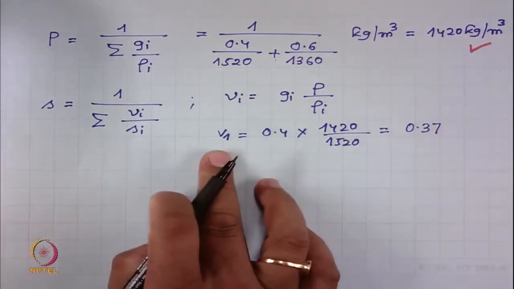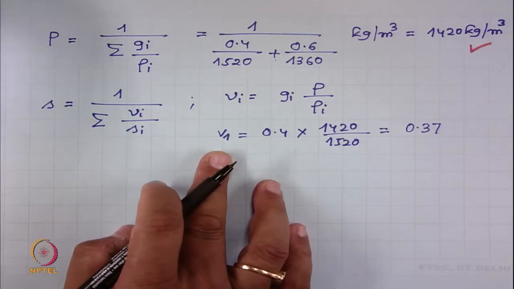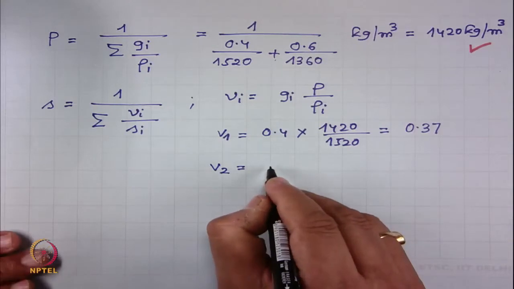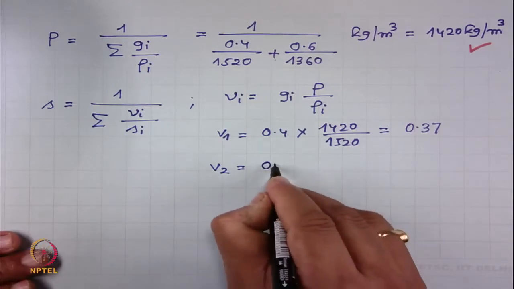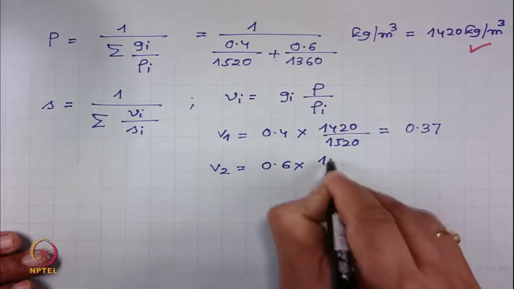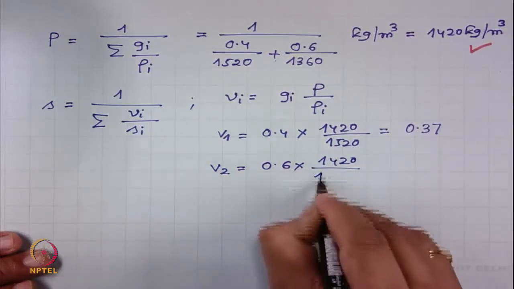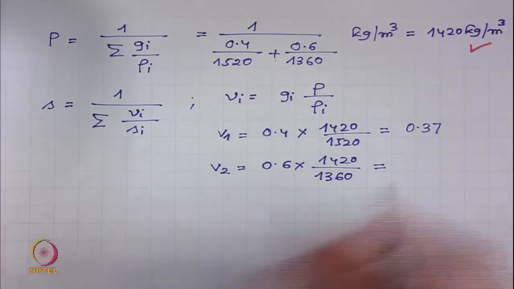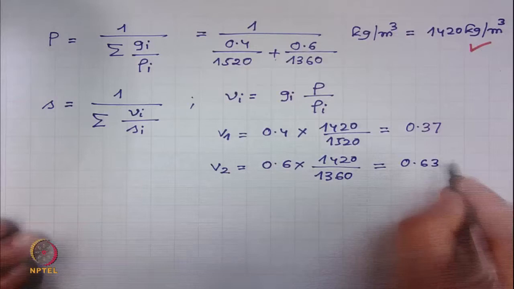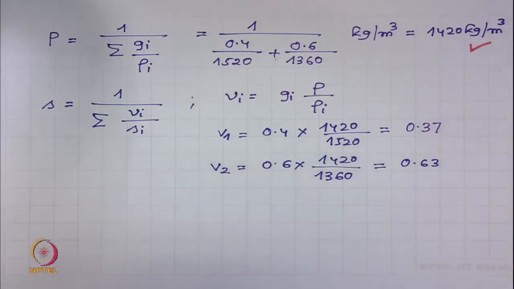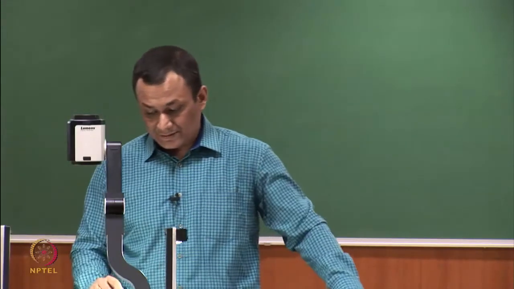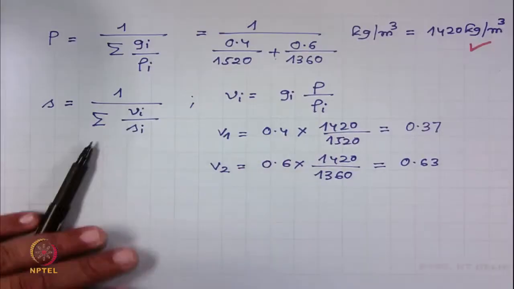This is the volume V1, right. Now, V2 is equal to 0.6 into 1420 divided by 1360. So, this will be coming roughly equal to 0.63. So, we have already now calculated this volume fraction, right.